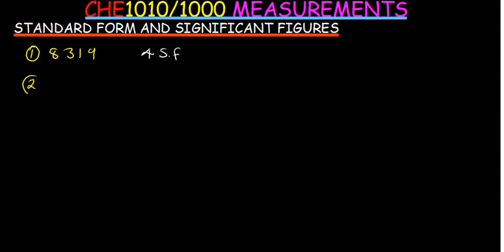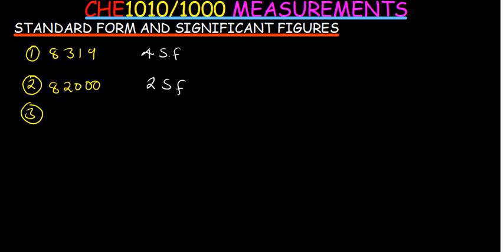Now for rule 2, numbers from 1 to 9, if they are followed by zeros, those zeros are not going to be significant. For example, 82000. These three zeros we can see here are not significant because they are on the right of the numbers. So in this number, we have two significant figures.